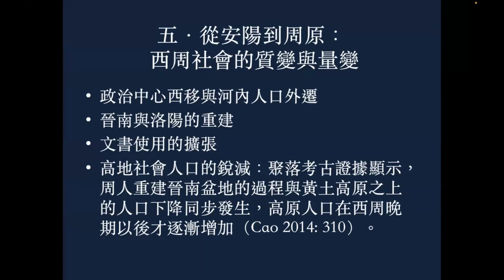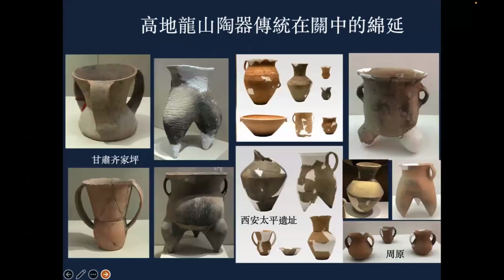Even though we don't have a good map, everybody is familiar that there are no major cities in Jinnan. And the writing has been expanding. And another interesting phenomenon is the dramatic depopulation of the highland area. What happened? I mean, yes, the Zhou fought against the Shang, but why does the highland area get depopulated? This factor is not known. And only in the late period does it increase again.